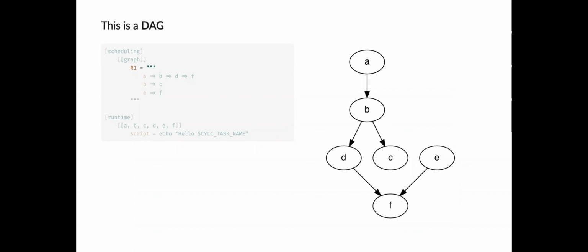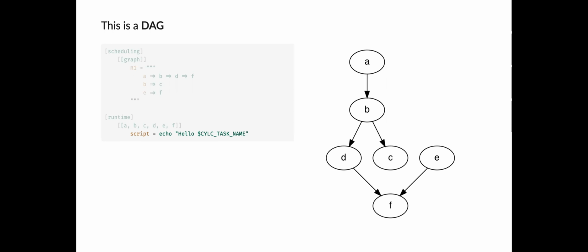R1 tells Cylc that we want it to run this graph once, and the script setting tells Cylc what I want each task to do. In this case, I've configured all of the tasks to run the script echo hello and then the task name. That output will be captured into a log file, but this script could run anything from an echo script to a numerical model. This is a simple workflow suitable for running a collection of interdependent tasks. You might use a pattern like this to solve a data pipeline problem, for example.